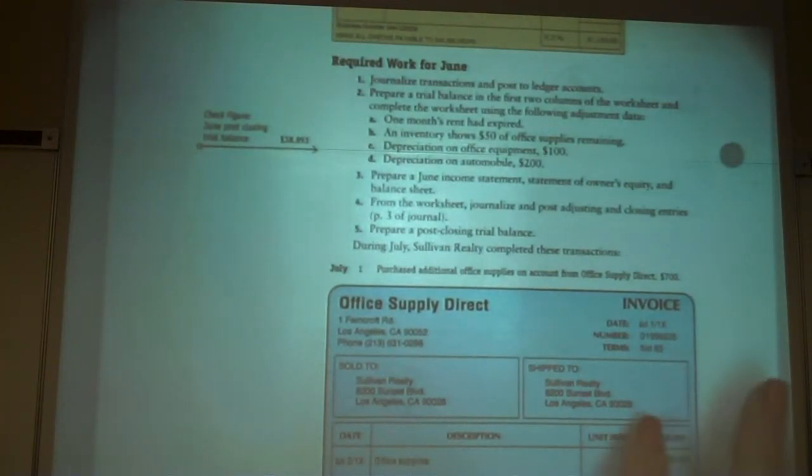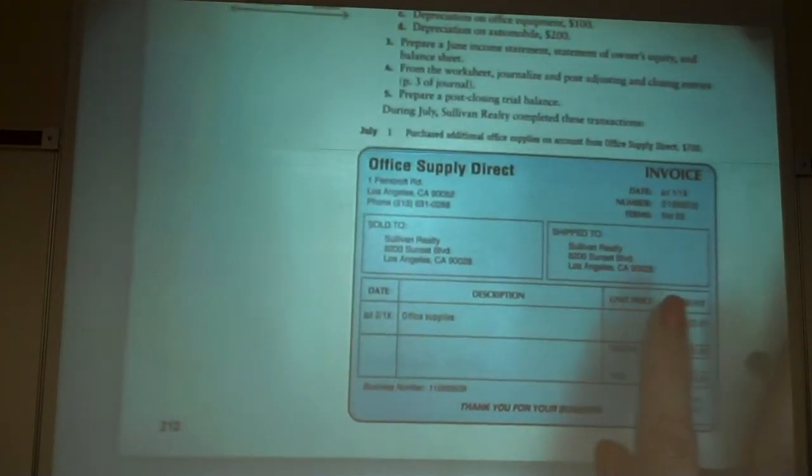So we'll see what the end of the month for June looks like, and then we'll get to do the same thing for July. So then we'll start with July. We have invoices, checks, deposit slips. Okay, and you can keep looking through there until we get to page 219.